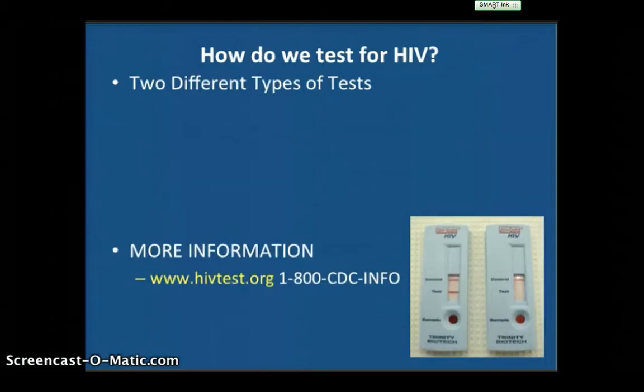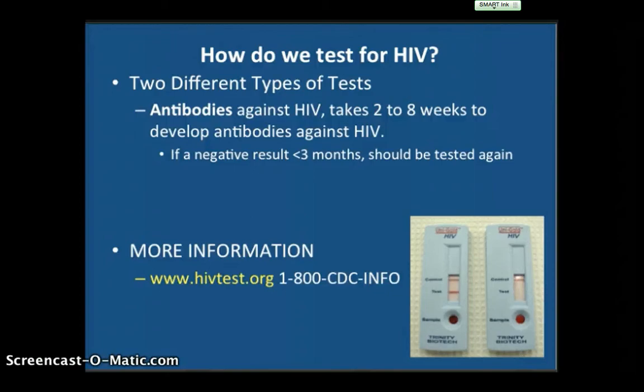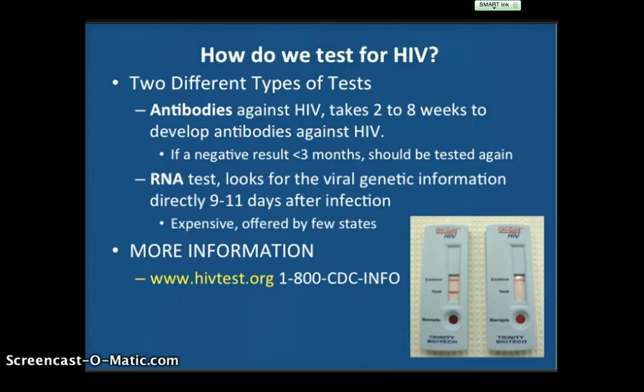How do we test for HIV? Well, there are two different types of tests. One is the antibody test against HIV. This takes anywhere from 2 to 8 weeks for you to develop antibodies against HIV. If you get a negative result in less than 3 months after possible exposure, you should be tested again, because there is a possibility that you do have the virus within 3 months of contact and you're just not showing it. And then there's the RNA test.